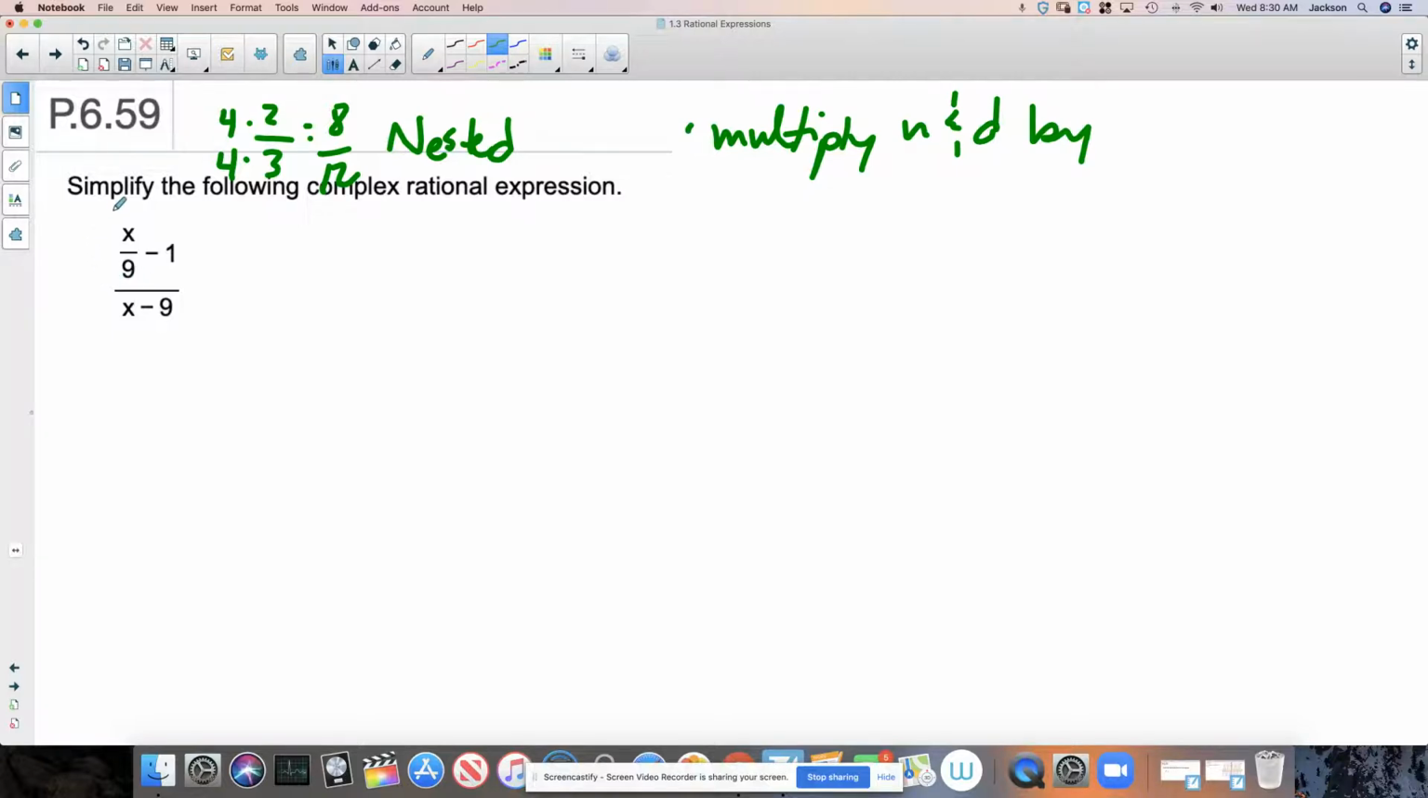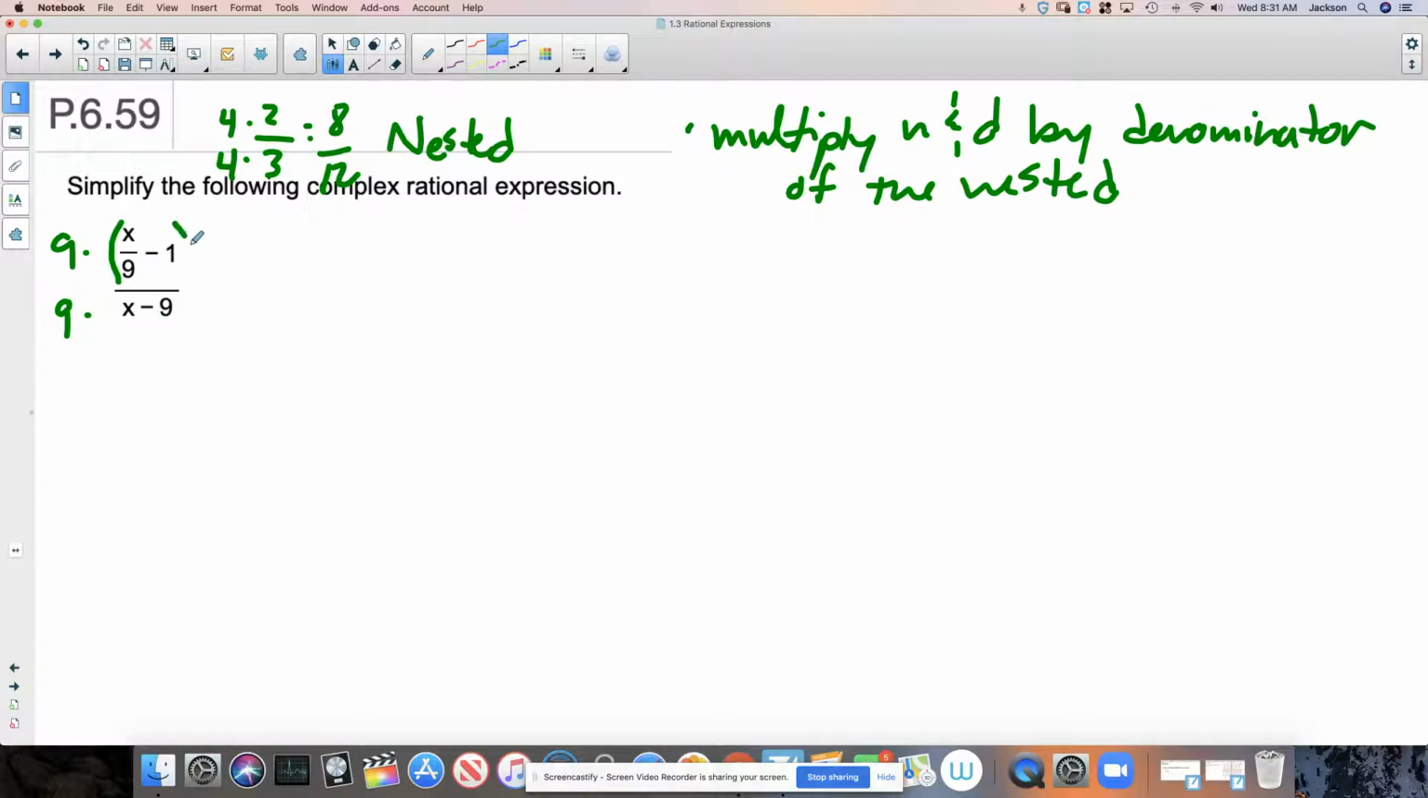And so one method for doing this is to multiply the numerator and denominator by the denominator of the nested fraction, okay? And there could be more than one. We'll look at a different example here in a second. What I mean by that is when you look in the numerator, there is another fraction. The denominator of that fraction is 9. So I multiply the top by 9 and I multiply the bottom by 9, so all of this is multiplied by 9, and all of this is multiplied by 9.